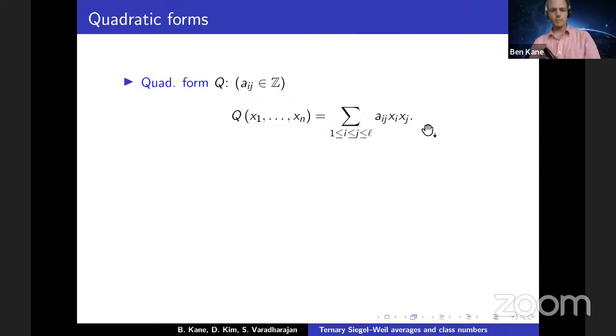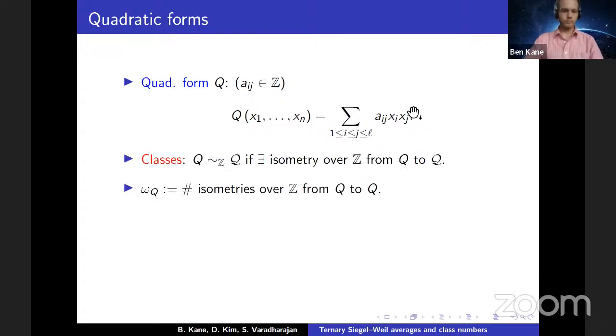Okay, so what is a quadratic form? Well, a quadratic form is a homogeneous polynomial of degree 2. So it has multiple variables, x1 through xn, and the degree of every term is 2 in the variables xi, xj. And basically we group these together into what we call classes. So roughly speaking, I want you to think that Q and this calligraphic Q are the same if we can just do a change of variables.